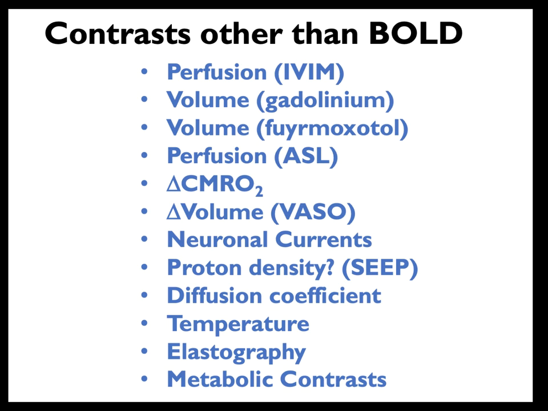These are all the non-BOLD contrasts that I've been able to find over the years. So perfusion, blood volume using three different methods, actually perfusion using two different methods, maybe three, but we'll talk about that in a second. Quantitating the change in metabolic rate, and now there's even ways of creating maps of baseline CMRO2 using MRI, looking at changes in blood volume, and then some of the more experimental ones, neural currents, looking at proton density. Some are extremely niche and not really verified, like SEEP contrast, which I'll mention briefly. Diffusion coefficient change, temperature change, elastography, and metabolic contrast.